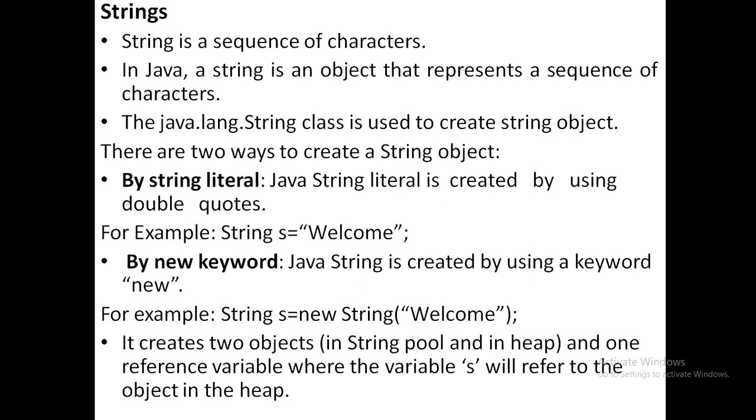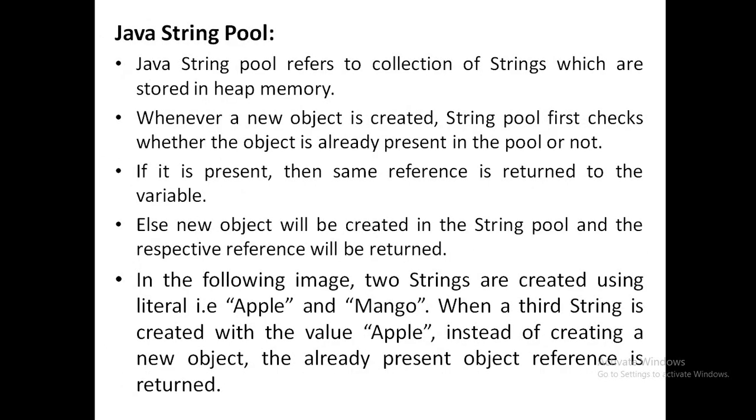And in the case of using the new keyword, a Java string is created by using the keyword new. So the variable s is declared for the data type String and it is assigned a string within double quotes, welcome, and the keyword new is being used. It creates two objects, one in the string pool and the other in the heap memory, and also one reference variable, where the variable s will refer to the object in the heap memory.